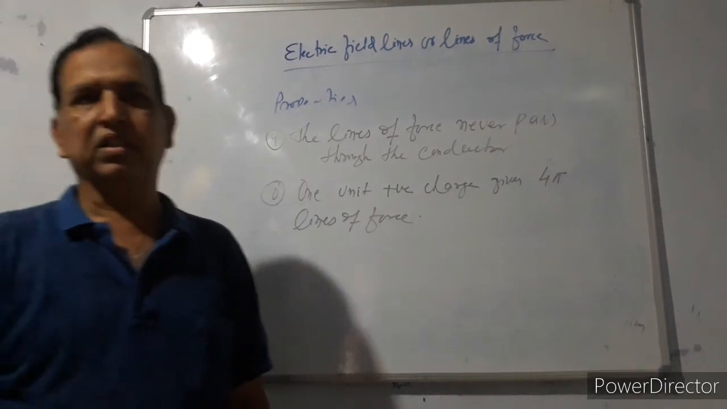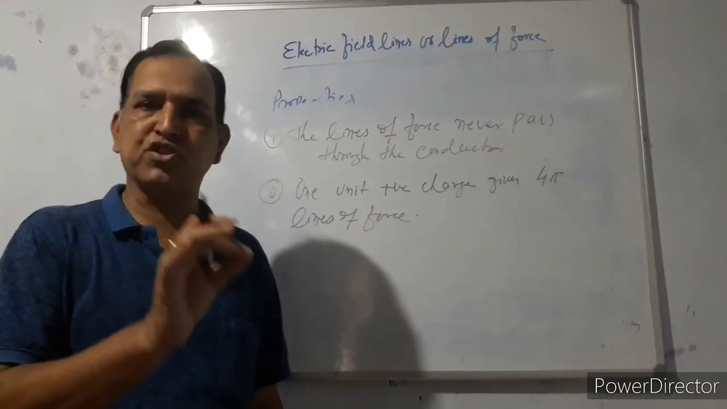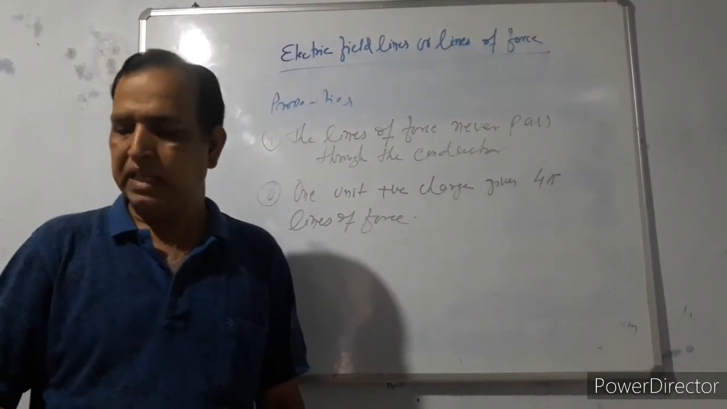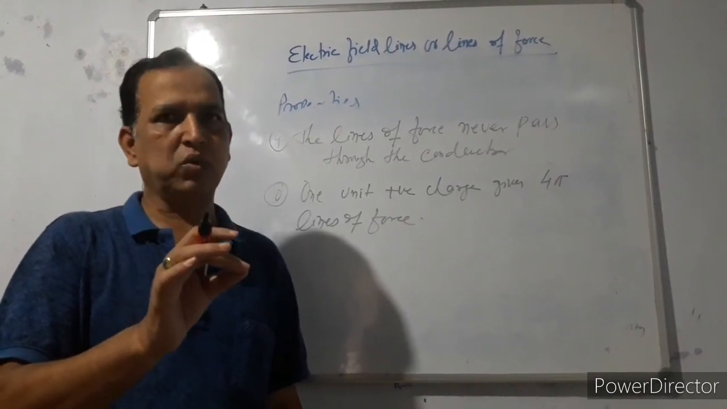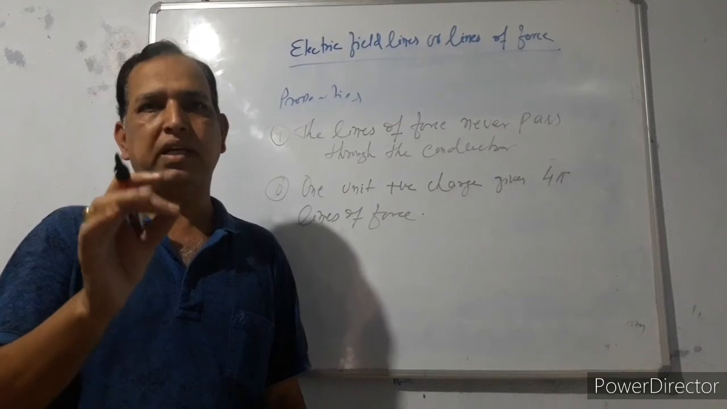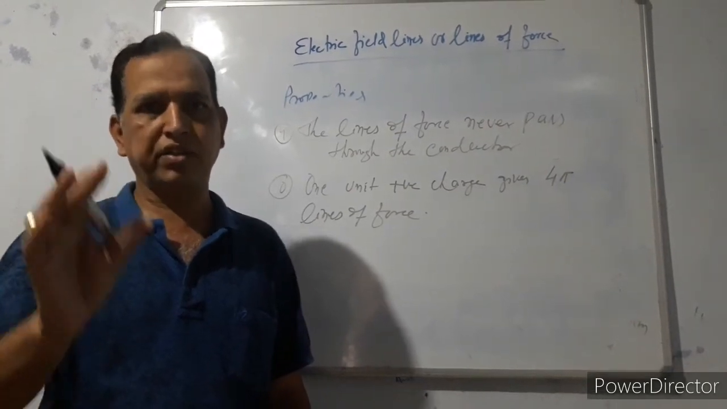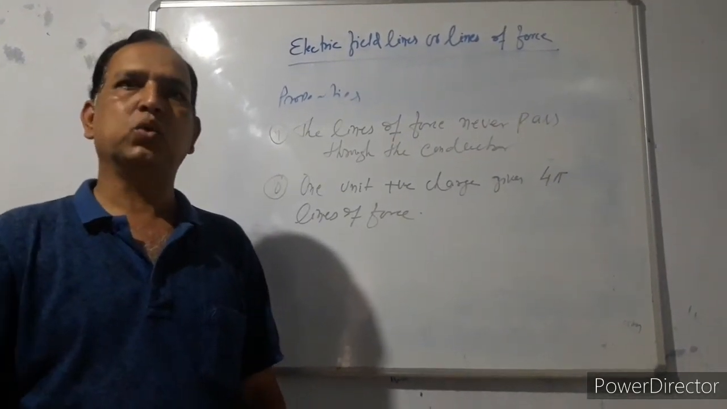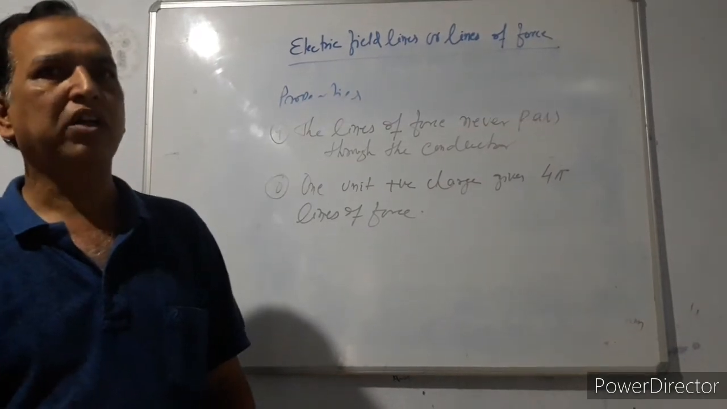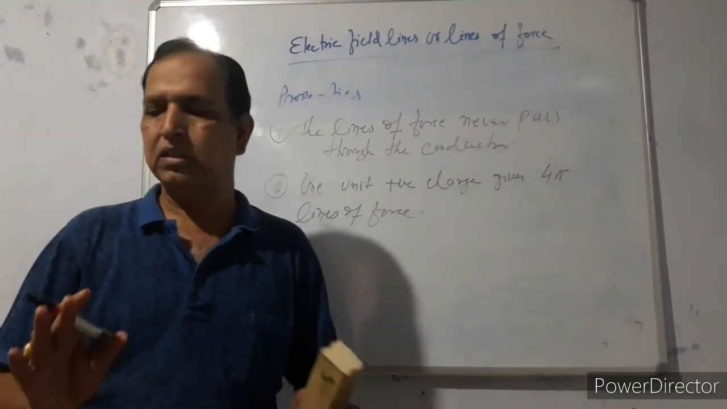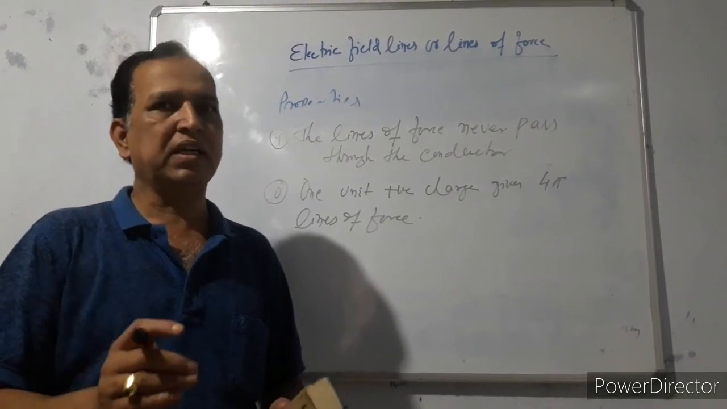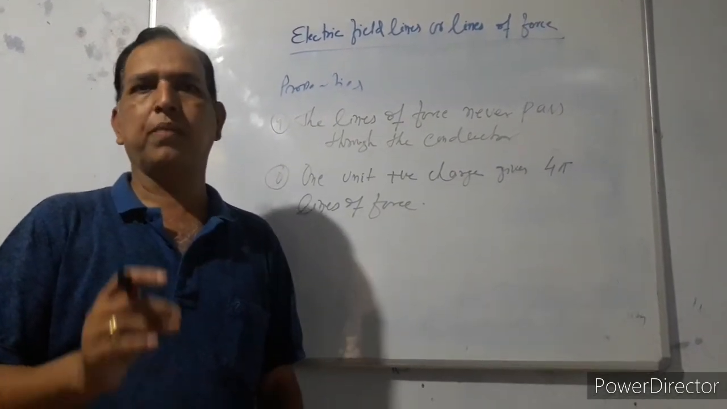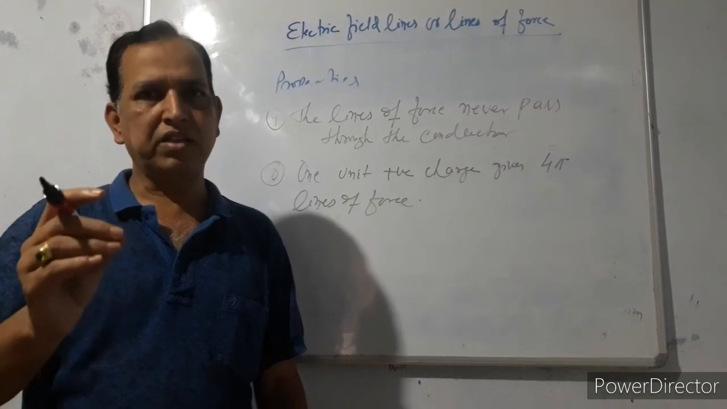First, the lines of force start from positive and end on negative. Second, the tangent at any point on the electric line of force gives the direction of the electric field or intensity. Third, two lines of force never cross each other. Fourth, the number of lines of force per unit area is directly proportional to the magnitude of the electric field intensity.